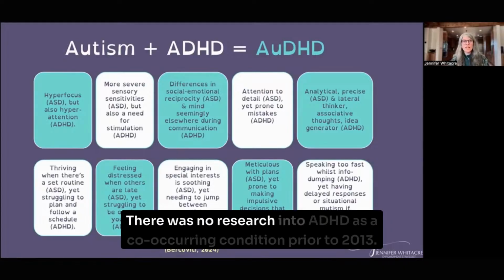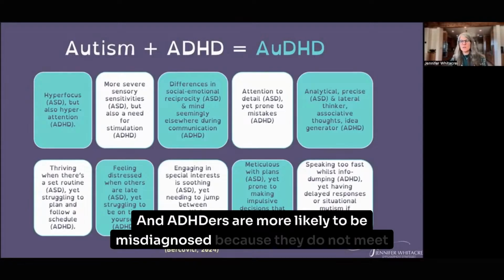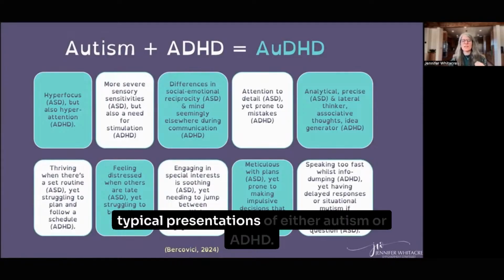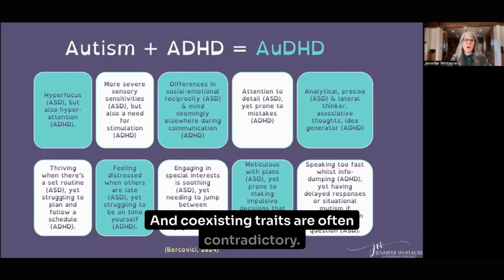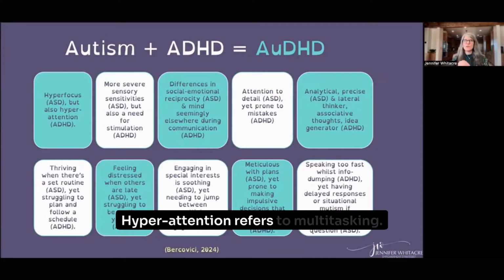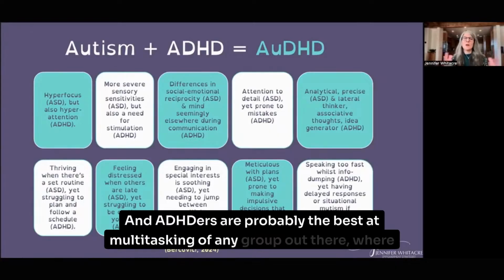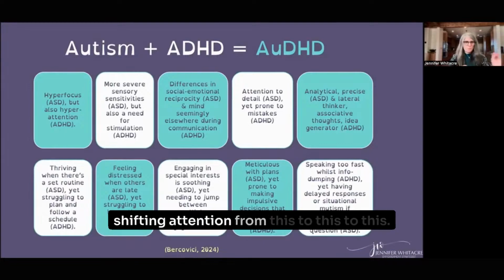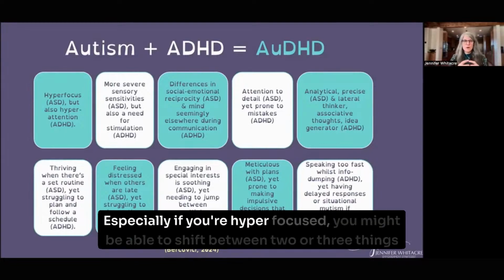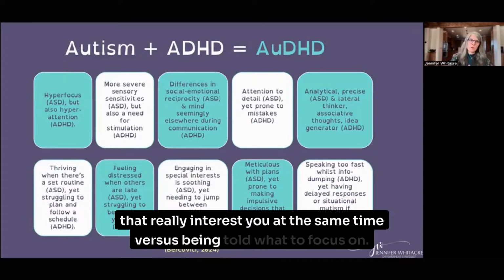There was no research into AuDHD as a co-occurring condition prior to 2013, and AuDHDers are more likely to be misdiagnosed because they do not meet typical presentations of either autism or ADHD, and coexisting traits are often contradictory. So there can be hyperfocus, but also hyperattention. Hyperattention refers to multitasking, and AuDHDers are probably the best at multitasking of any group out there, shifting attention from this to this to this. Especially if you're hyperfocused, you might be able to shift between two or three things that really interest you at the same time versus being told what to focus on.